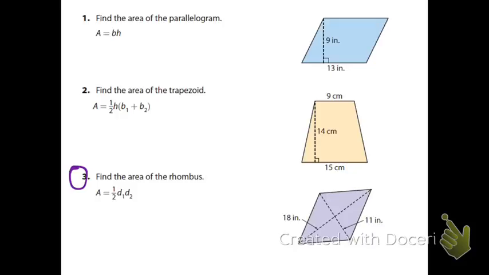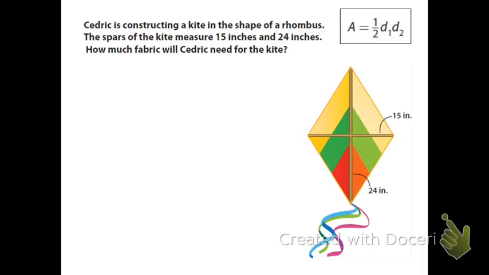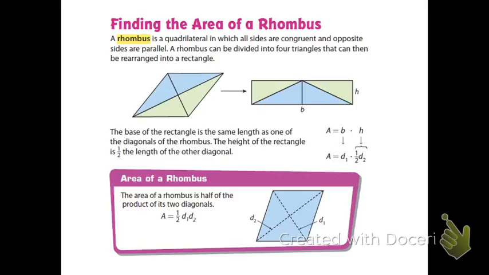So number 3 is a rhombus. Now, a rhombus is a parallelogram where all the sides are exactly the same length. To find the area of a rhombus, well, let me tell you how they got that formula. For this one, you use the diagonals, okay? Actually, I'm going to go to another slide to illustrate this better. Here it is, finding the area of a rhombus.